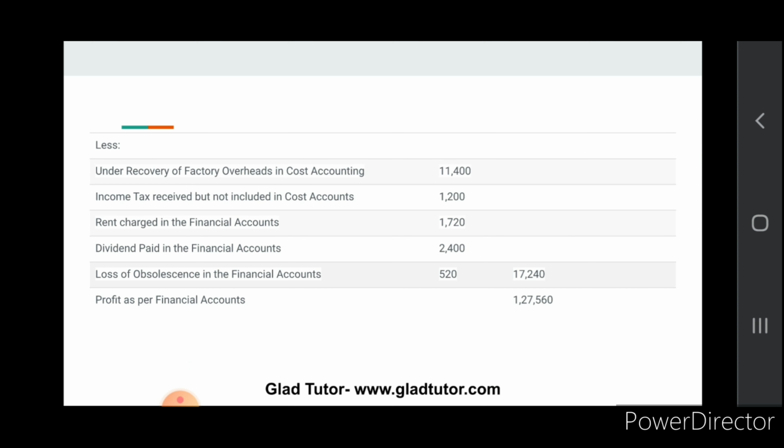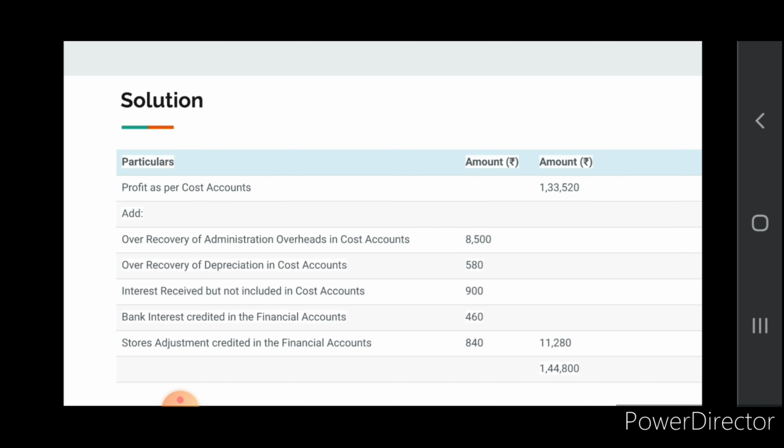So this is the way to do the reconciliation of cost and financial accounts, and I have solved a practical question in front of you all.